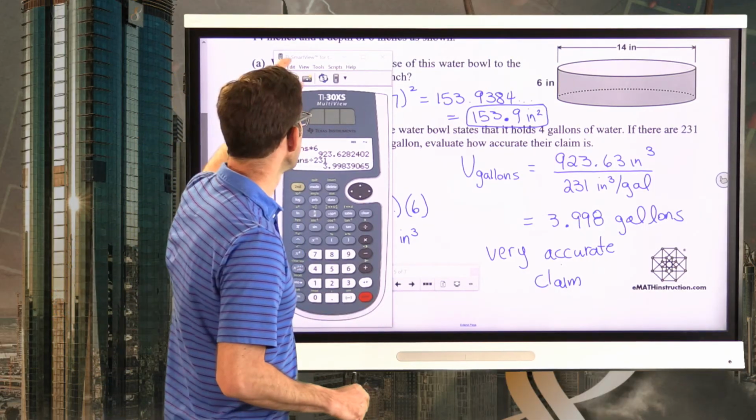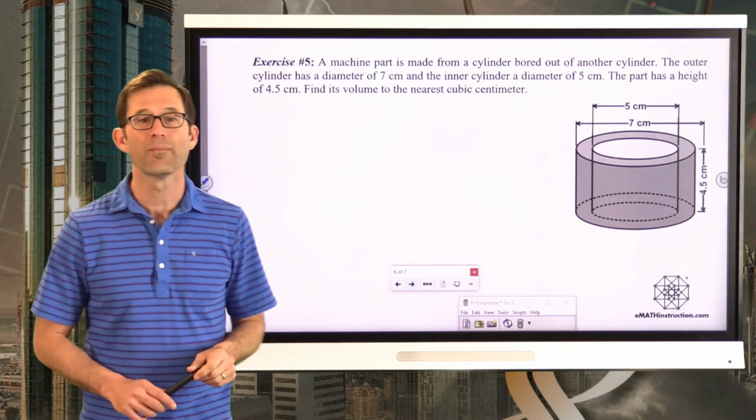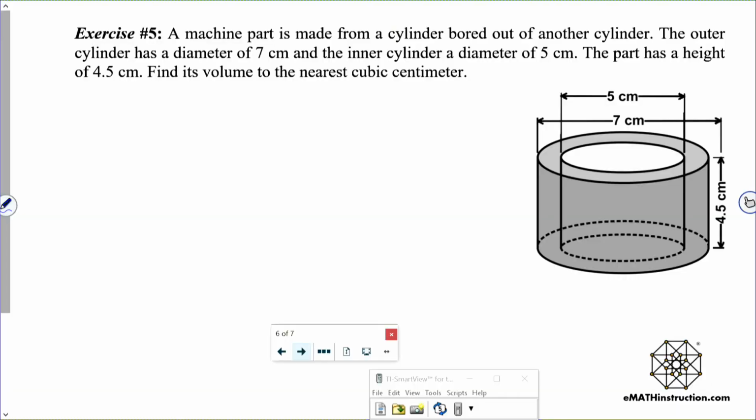All right, let's take a look at one final problem. Here we go, exercise number 5. A machine part is made from a cylinder bored out of another cylinder. Bored means taken out. The outer cylinder has a diameter of 7 centimeters, and the inner cylinder a diameter of 5 centimeters. The part has a height of 4.5 centimeters. Find its volume to the nearest cubic centimeter.